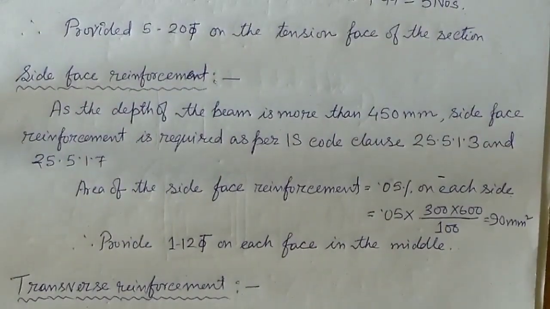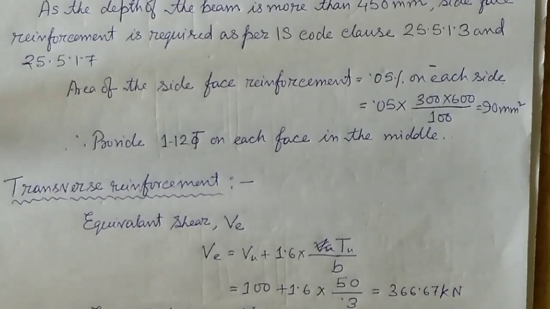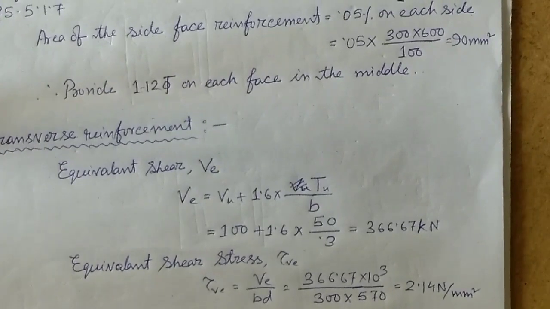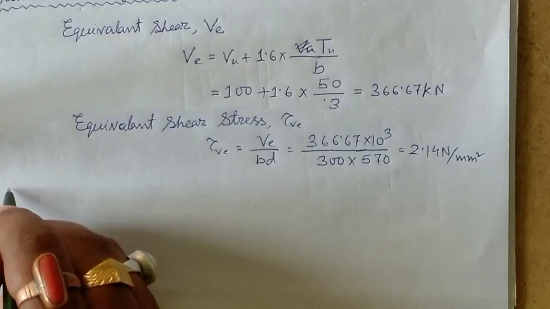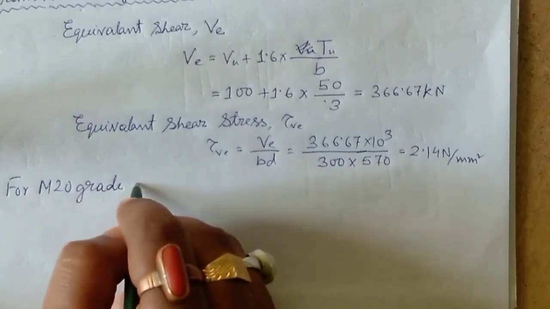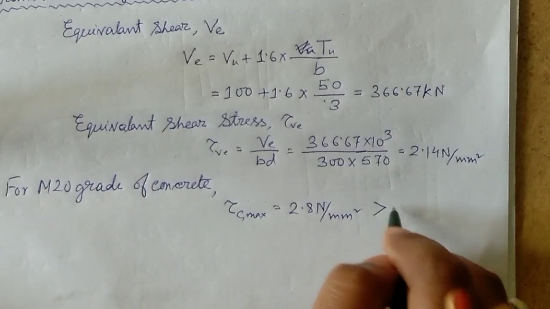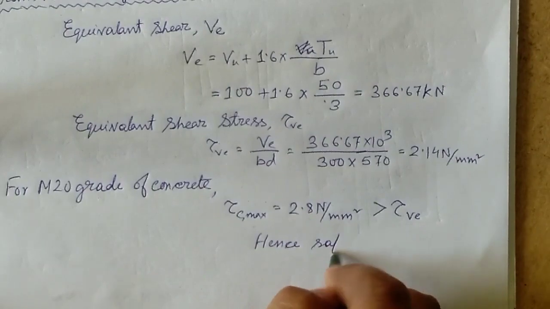Now we are going to calculate transverse reinforcement for the beam. Now we will calculate the equivalent shear Ve as per clause 41.3.1. Here we have calculated the equivalent shear stress tau ve. For M20 grade of concrete, tau c max is greater than tau ve. Hence, safe.